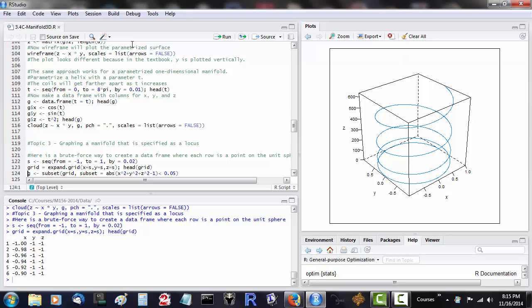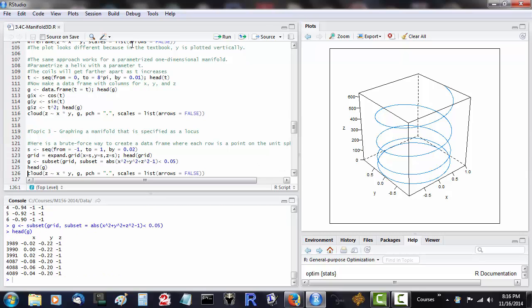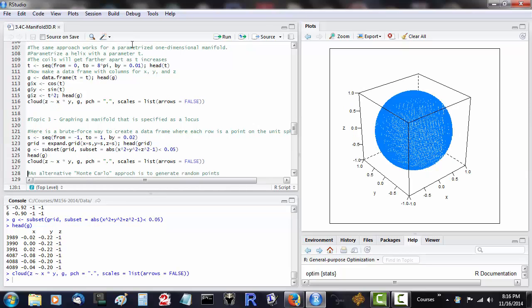So what I'm going to do is ask for the subset where x squared plus y squared plus z squared minus 1 is fairly close to 0. I went for 0.05. You can change that if you want. And now you can see I get only a small selection of all the rows. That's a perfectly good data frame. If I ask Cloud to graph it, it takes a little while, but it shows us a sphere.